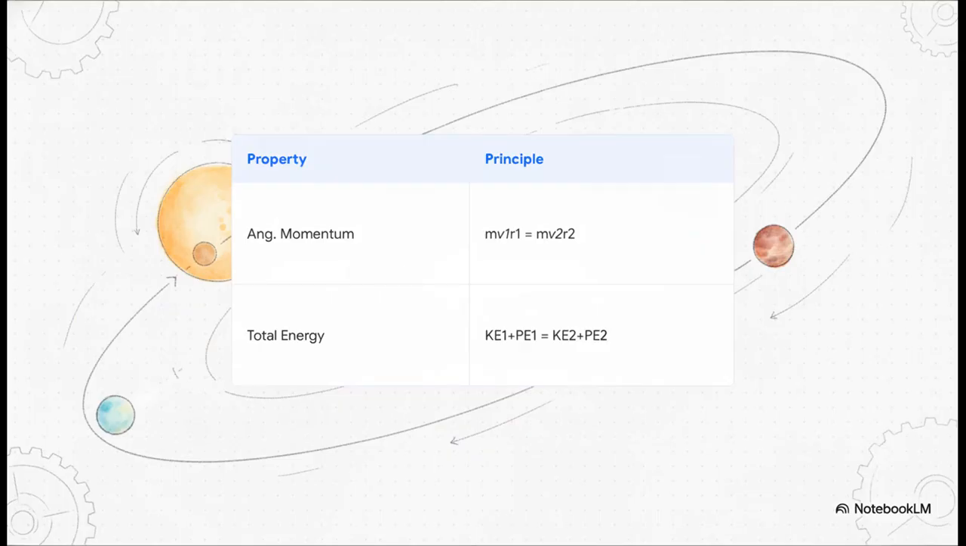This is where it all really comes together. By setting the angular momentum at the aphelion equal to the perihelion and conserving total energy, we can calculate the exact blazing speeds at a planet's closest and farthest points. It is just perfect, predictable clockwork.